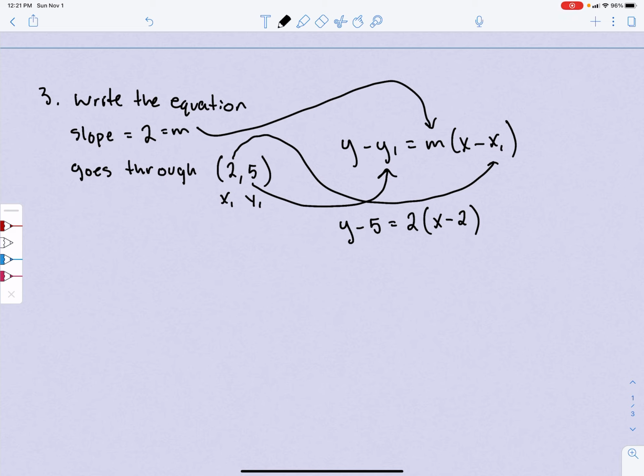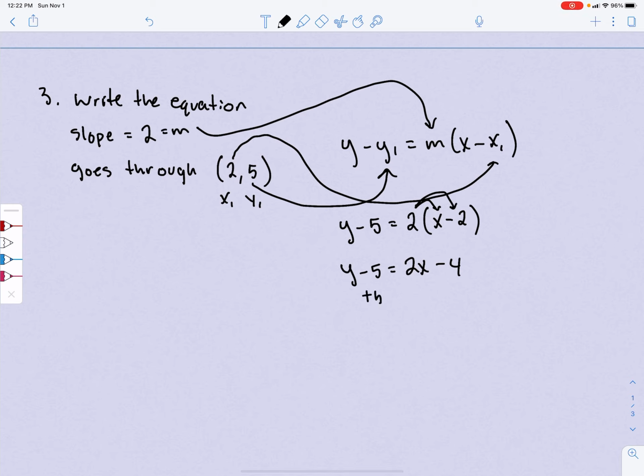So the first thing I need to do is distribute this 2. So I would end up with y minus 5 is equal to 2x minus 4, because 2 times x is 2x. 2 times negative 2 is negative 4. Now I'm solving for this right here, y, which means I need to get it by itself, which means everything that isn't that y needs to move. So all I have to do at this point is move the number that accompanies the y.